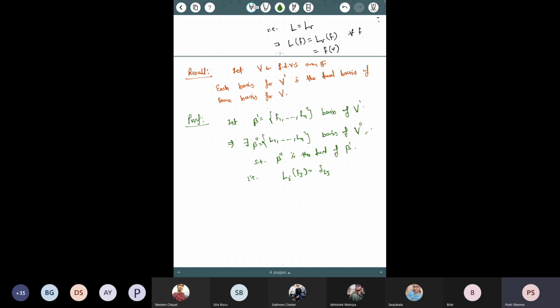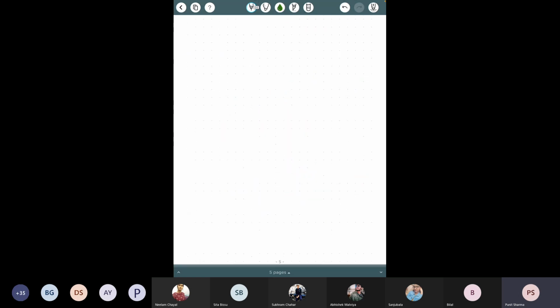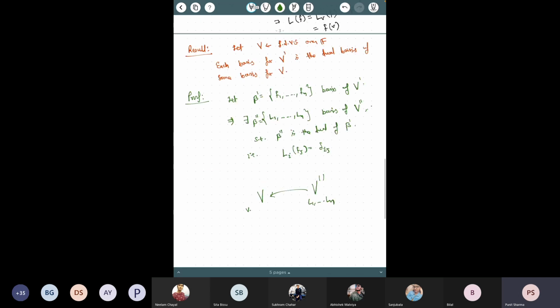So we have generated elements in V double dash. Now what? Now we define a map from V to V double dash, which is an isomorphism. So we can use this isomorphism. See, now we have vectors in V double dash. That means these are L1 to Ln. Now using this isomorphism, I know there is a way to generate vectors in V. So I can always find vectors V1 to Vn corresponding to this L1 to Ln.